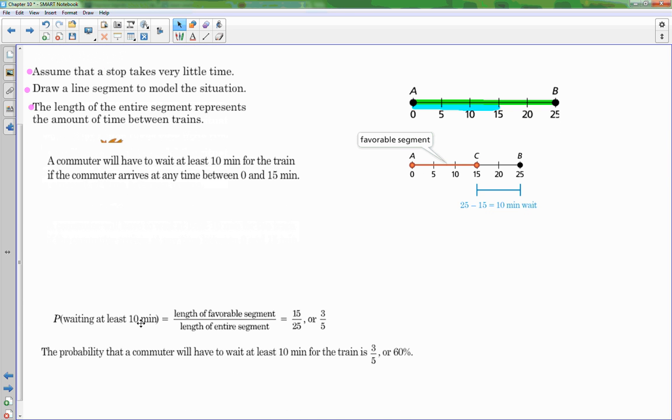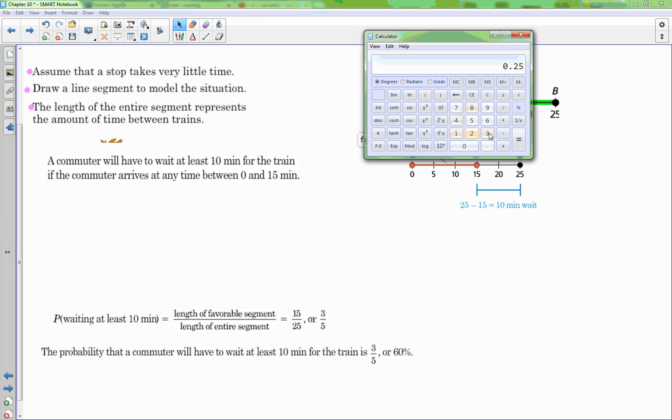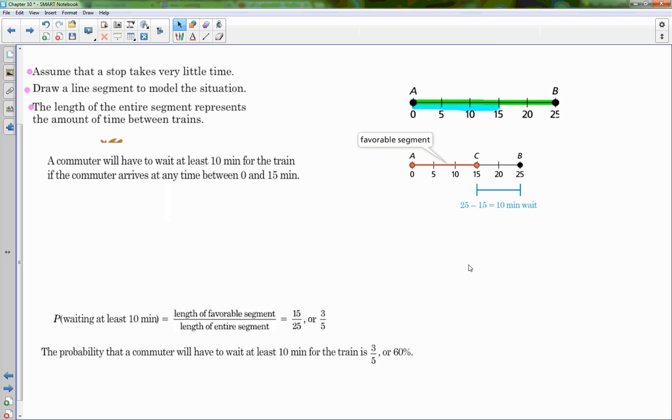So the probability of waiting at least 10 minutes is our length of our favorable segment, which is 15, and our length of the entire segment, which is 25. So when we reduce that down, it's 3/5. And then calculator work here. 3 divided by 5 is 0.6 or 60%. So remember, we move the decimal place 2 places to the right, and we get 60%. We have a 60% chance of having to wait at least 10 minutes.